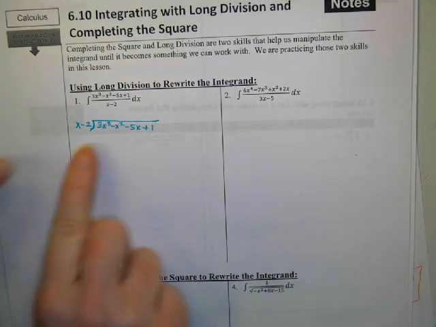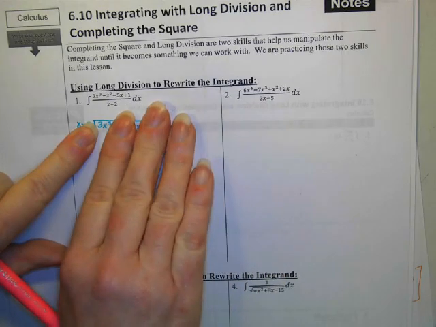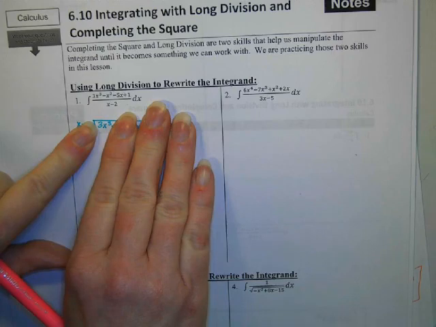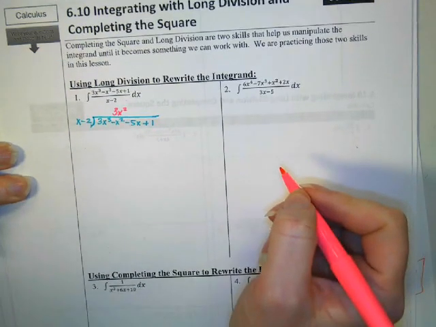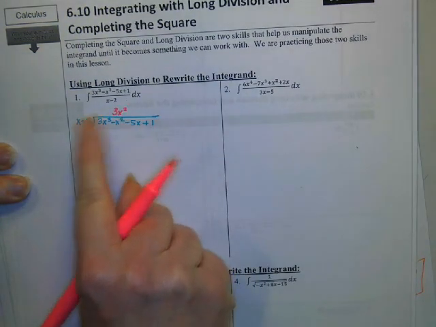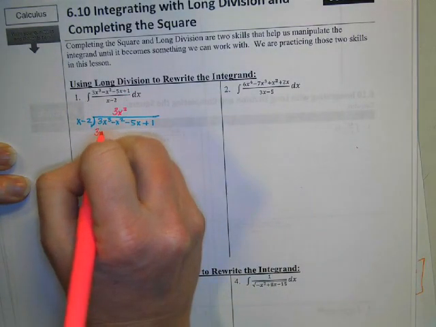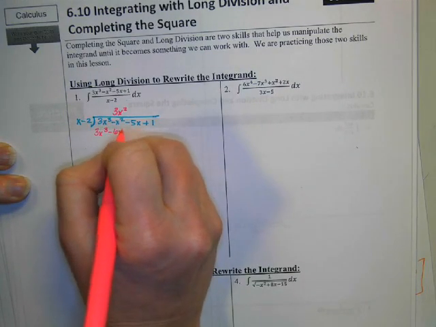You ignore everything but the first term of each value. So I've got the x and I've got the 3x cubed. What would you have to multiply x by in order to get 3x cubed? 3x squared. So I'm going to put a 3x squared over the x squared because we like to line things up. Mathematicians really like things to be in order. And then you're going to go back and multiply it through. 3x squared times x would give me 3x cubed, and 3x squared times negative 2 would give me negative 6x squared.